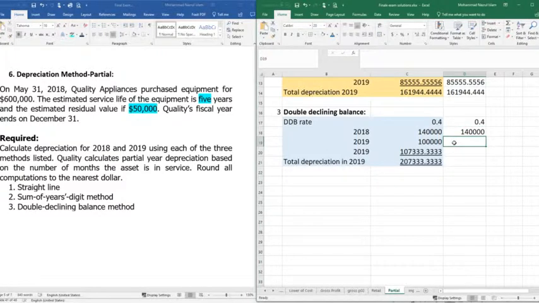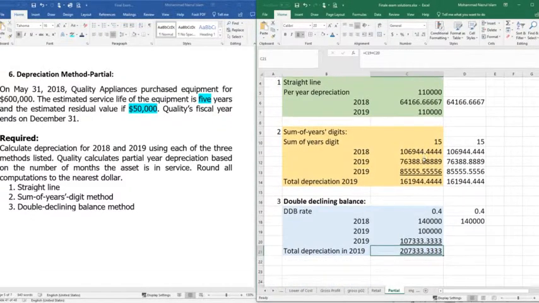And for 2019, we have 5 months for the first year and 7 months for the second year. In 2019, the same thing. So this is how we did that, you can see, and this is the total depreciation in 2019. So I think you have understood. So please pause the video and watch it again. Thank you.